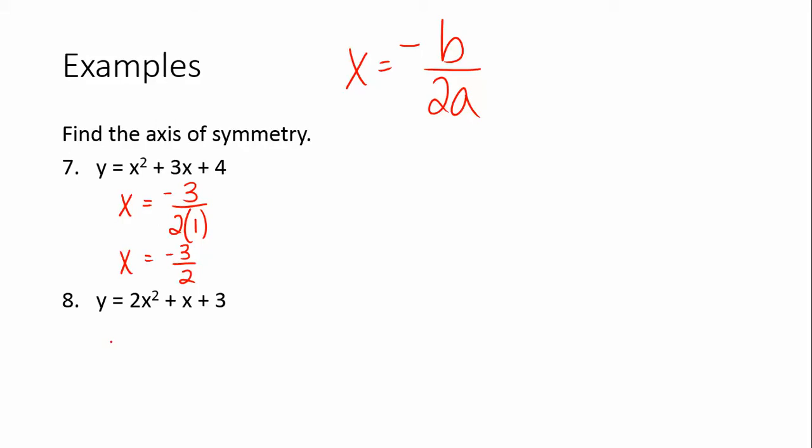For number 8, x equals, here our b is a 1. That's the coefficient in front of this x. And it's over 2 times 2. So we get x equals negative 1 over 4. Or negative 1/4 would be the axis of symmetry here.